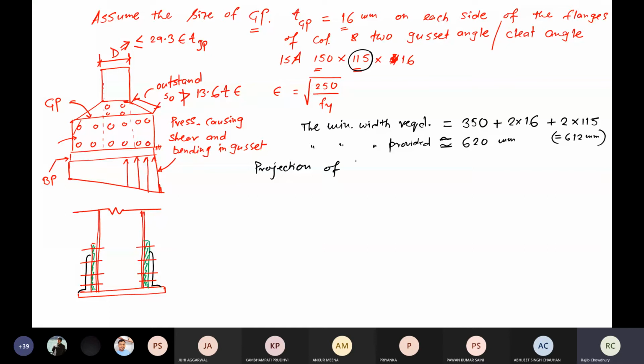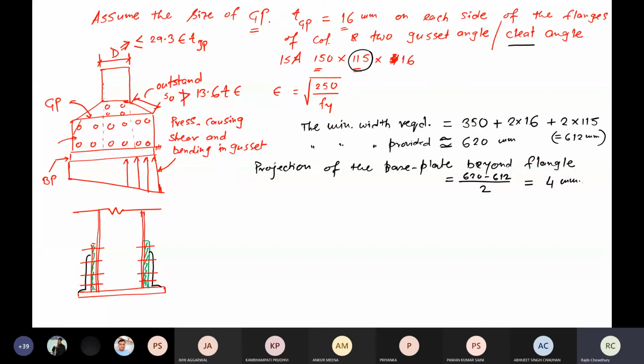Okay, so the projection of the base plate beyond the column flange, it would be basically where your cleat angle toe is. Up to the cleat angle toe it is 620 minus 612 divided by 2. So this much amount is your projection, so it is 4 mm.